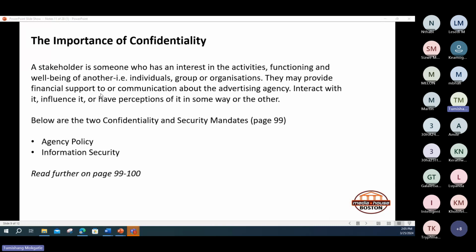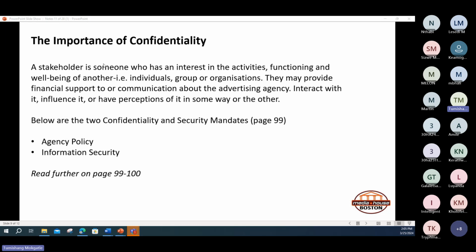Okay. So it says here, what is a stakeholder? I did tell you guys the definition. We've spoken about it. It is someone that has an interest in the activities, functions, and well-being of another, meaning the organization, individuals, group, or organization. They may provide financial support to or communication about the advertising agency. They interact with it, they influence it, or have perceptions of it in some other way.